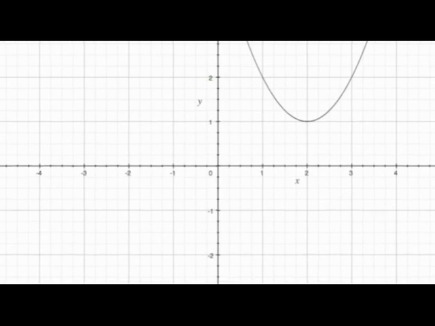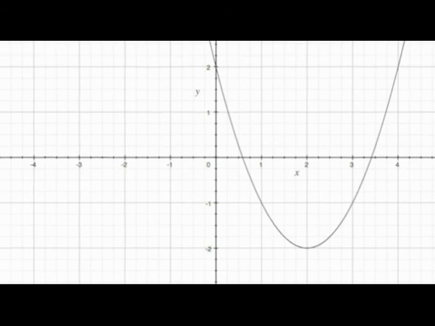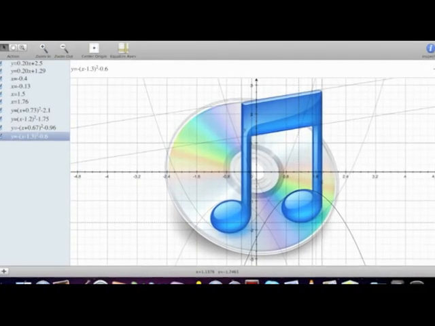And if k is positive, it will move up the y-axis. And if k is negative, it will move down the y-axis. These are the rules I used to create my iTunes logo.